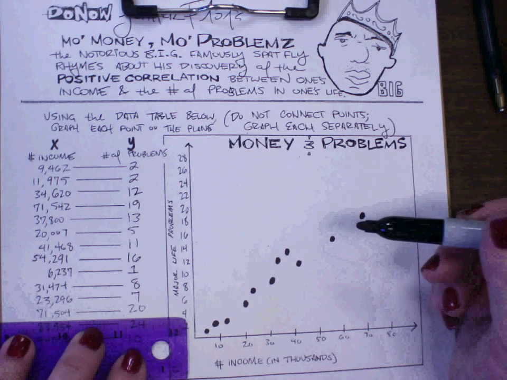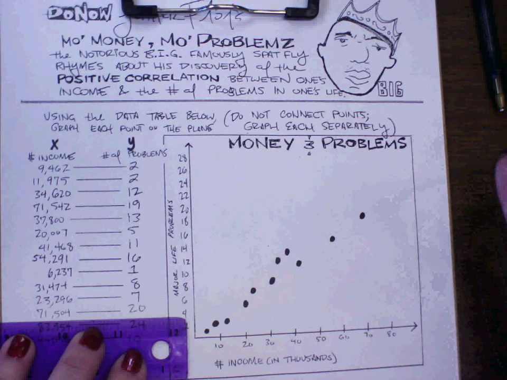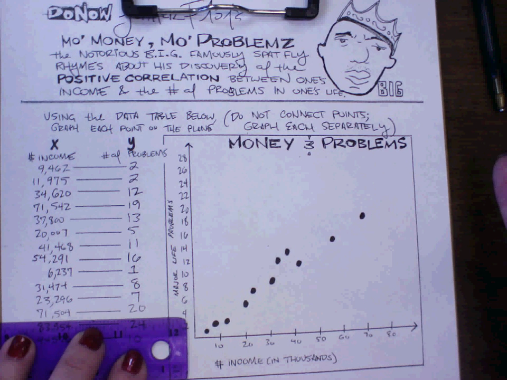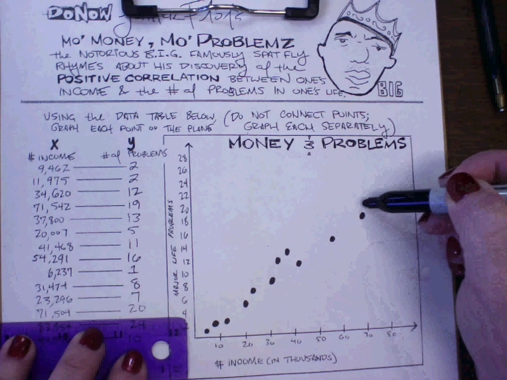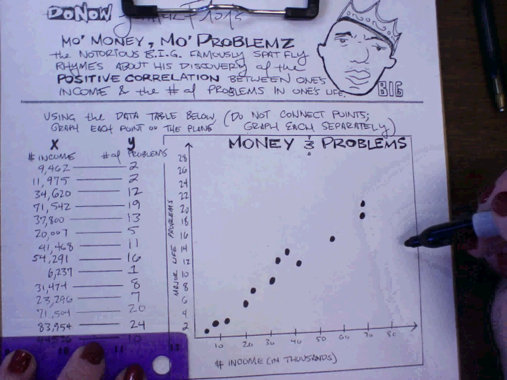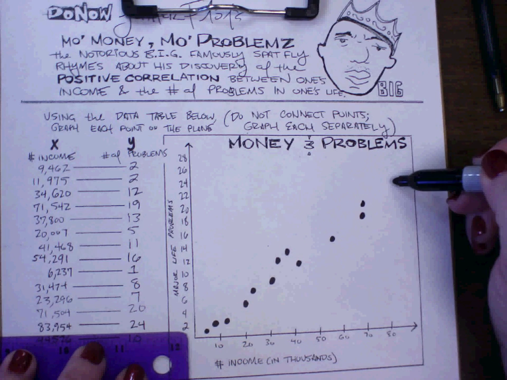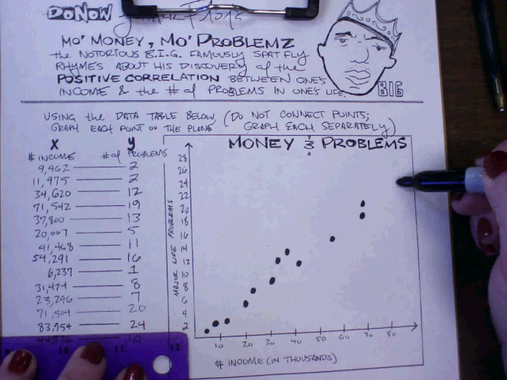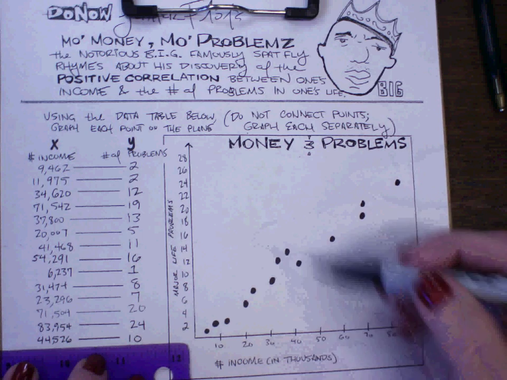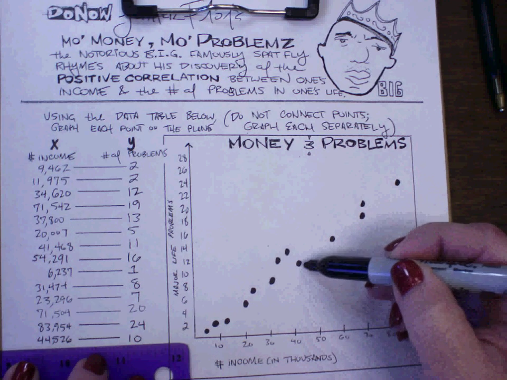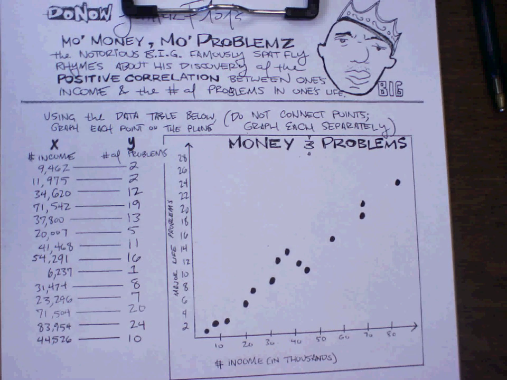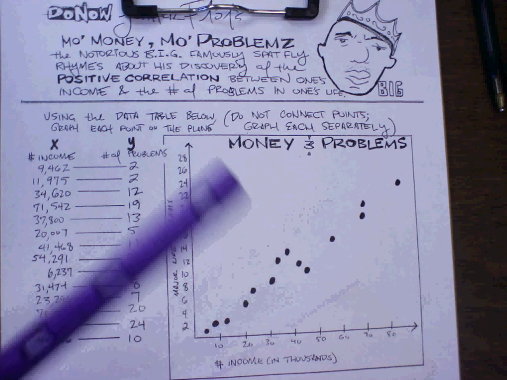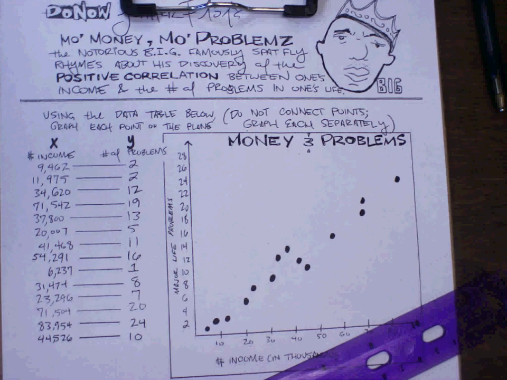23 and 7. Did everybody do this? This is what you were supposed to do. So I should be the only one really writing, because you should have done this already. All right. 71 and 20. 80, about 84 and 24. And then 44 and 10. All right. They don't have to be perfect. We just got to have them there.